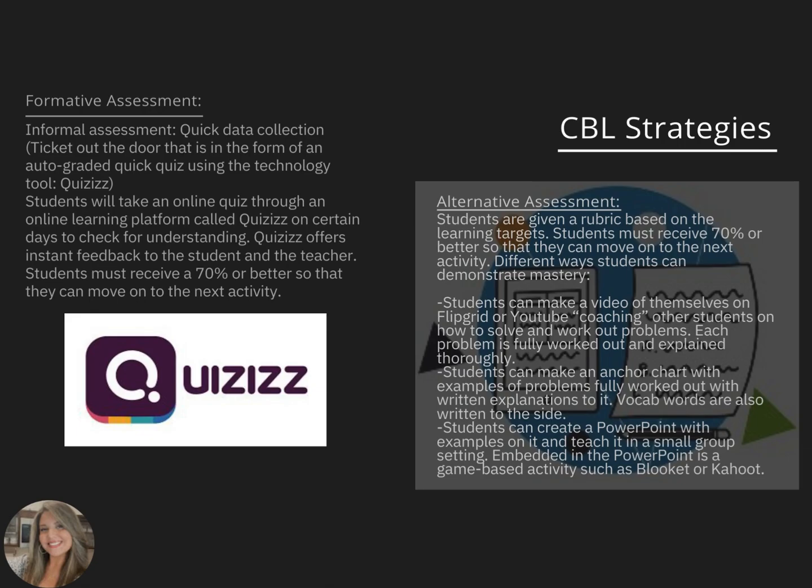Also, there were alternative assessments where students are given a rubric based on the learning targets. Students have to receive a 70 or better so that they can move on to the next activity. Different ways students can demonstrate mastery: students can make a video of themselves using Flipgrid or YouTube, coaching other students. Students could also make an anchor chart with examples or problems that are fully worked with explanations to it. Vocab words are also written to the side, or students create a PowerPoint with examples on it and teach it in a small group setting.